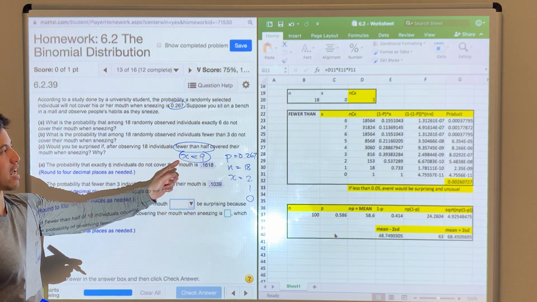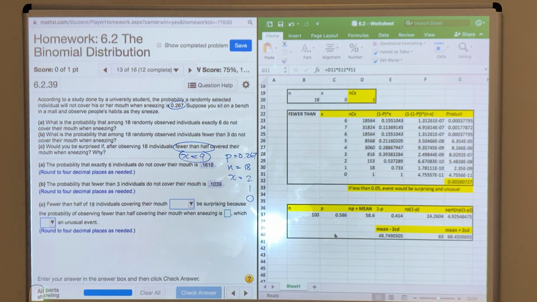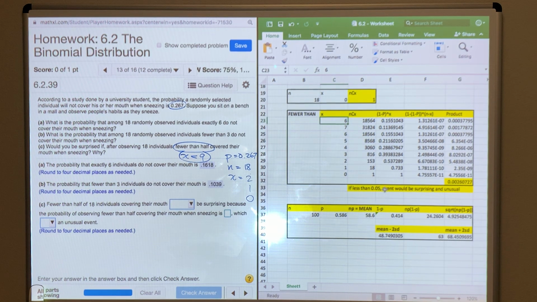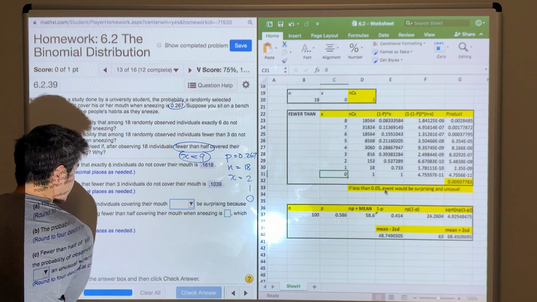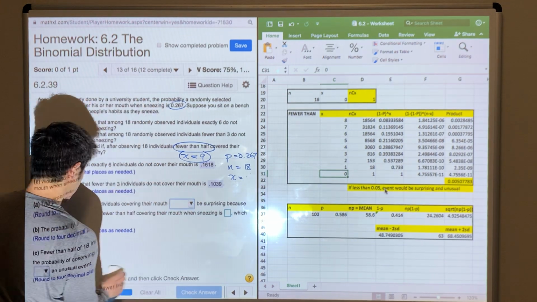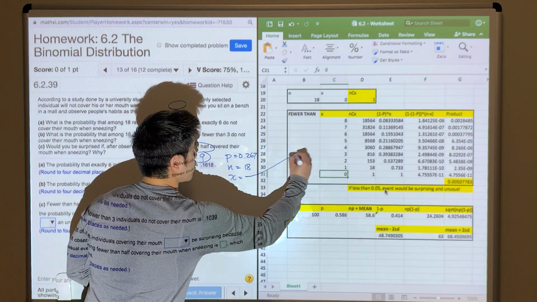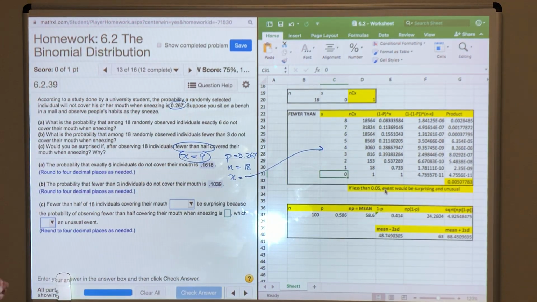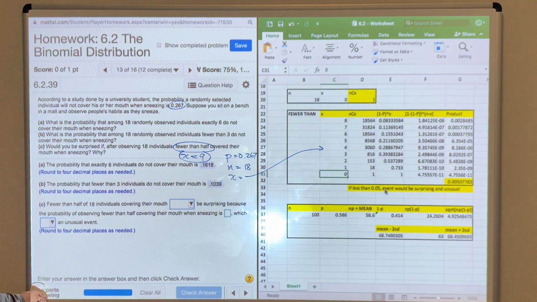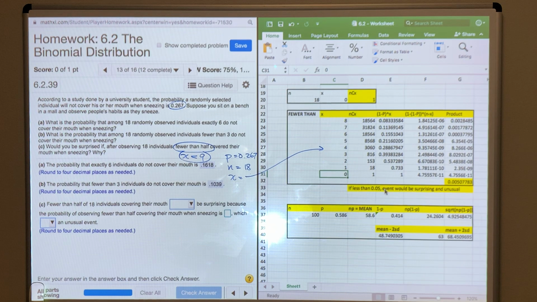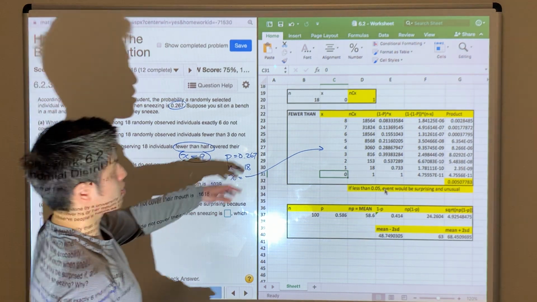So in other words, for my problem, they're really asking you, would you be surprised if after observing 18 individuals, less than 9, in other words, 8, 7, 6, 5, 4, 3, 2, 1, 0, all those scenarios cover their mouths when sneezing. That's what they're asking here. And so what we have to do is calculate all of that.